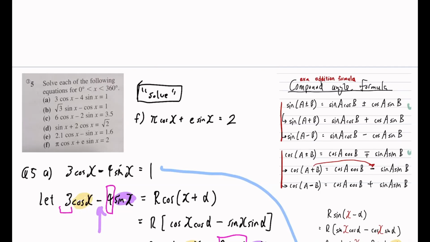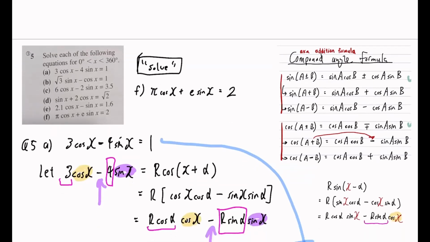So use sine. Yeah. Here, maybe let me think a bit. How do I explain this?